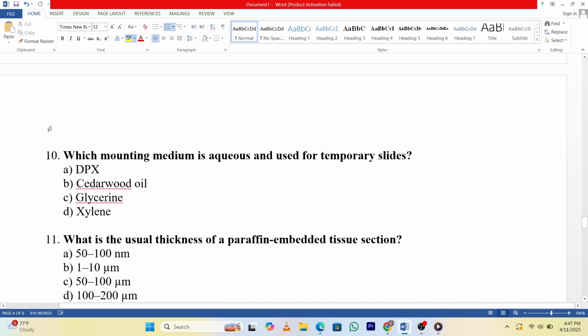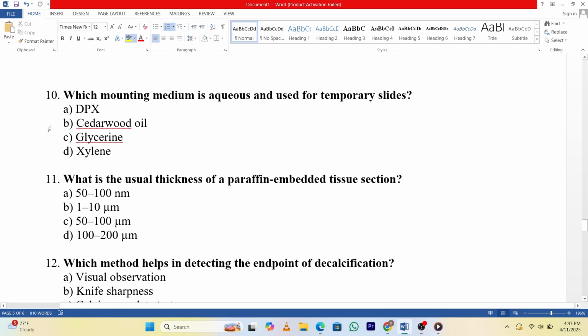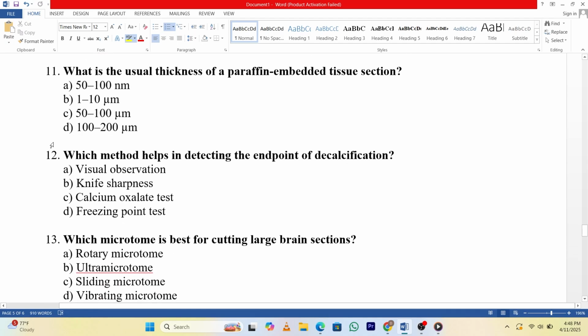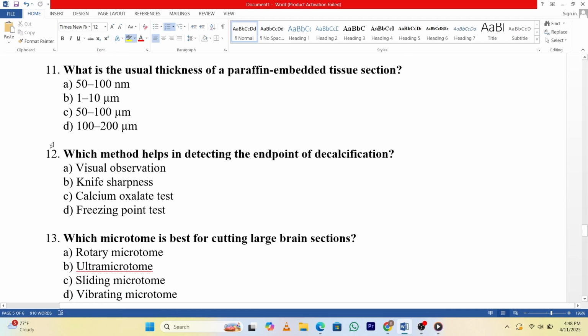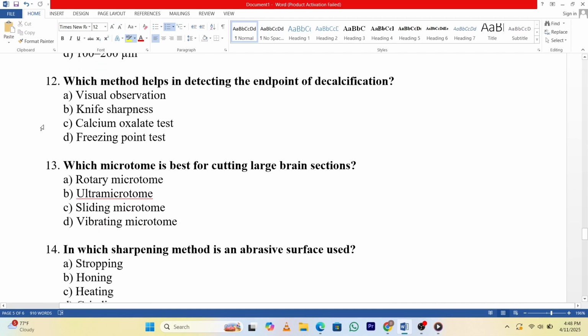10. Which mounting medium is aqueous and used for temporary slides? A. DPX. B. Cedarwood oil. C. Glycerin. D. Xylene. Answer, C. 11. What is the usual thickness of a paraffin embedded tissue section? A. 50-100 nm. B. 1-10 µm. C. 50-100 µm. D. 100-200 µm. Answer, B.